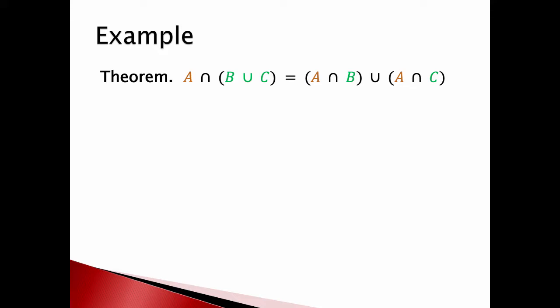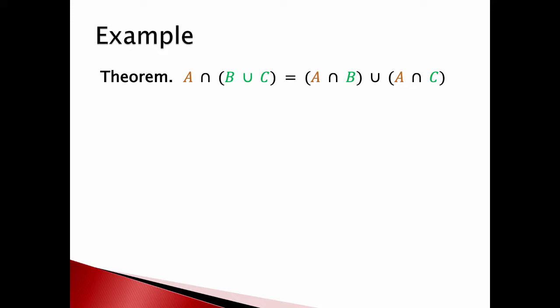So on the left-hand side, we have the brown set A intersected with parentheses green B union C. So this is like having an A outside of a parentheses. On the right-hand side, we have A intersect B union with A intersect C. So it looks like we've distributed the A through. And in fact, that's exactly the way this works.